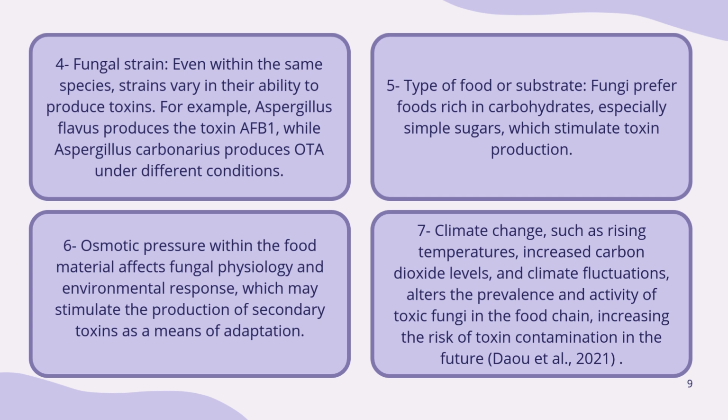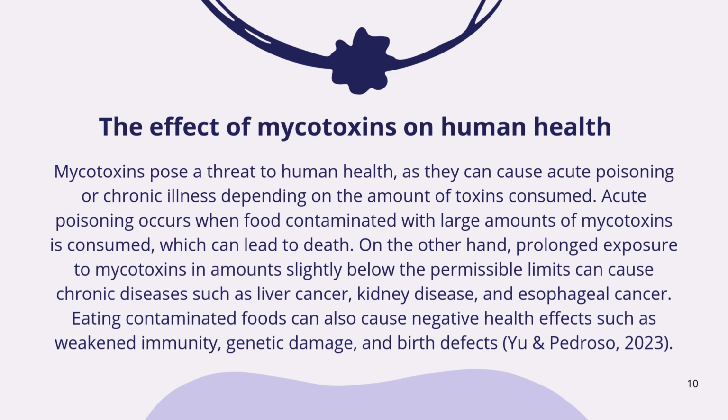6. Osmotic pressure within the food material affects fungal physiology and environmental response, which may stimulate the production of secondary toxins as a means of adaptation. 7. Climate change, such as rising temperature, increased carbon dioxide levels, and climate fluctuations, alters the prevalence and activity of toxic fungi in the food chain, increasing the risk of toxin contamination in the future.